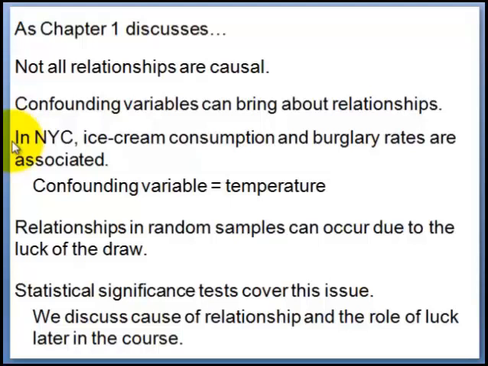So for this chapter, we're not going to be concerned about the cause of relationship. We're simply going to be studying how we determine whether there is relationship, and also how we determine how strong a relationship might be. We're not going to discuss what's bringing about the relationship. So it is indeed correct to say there's relationship between ice cream consumption and burglary in New York. In this case, that relationship is due to a confounding variable.